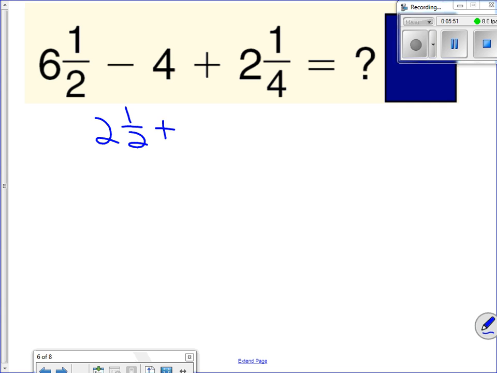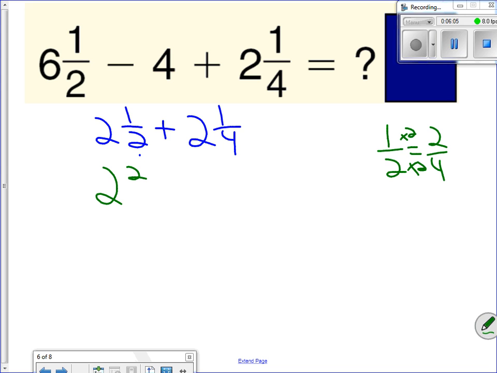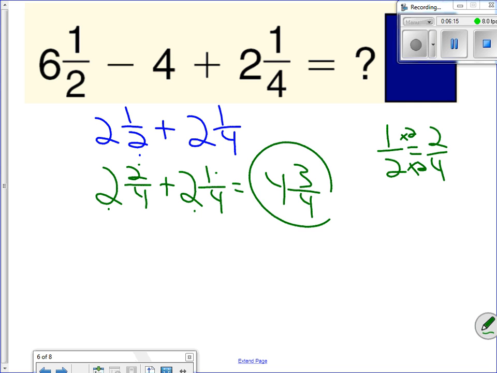plus 2 and 1/4. When we're adding fractions, we have to find a common denominator, so we know half into 4, we're going times 2 gives me 2/4. So I have 2 and 2/4 plus 2 and 1/4. 2 plus 2 is 4. 2 plus 1 is 3. 4 is my denominator.